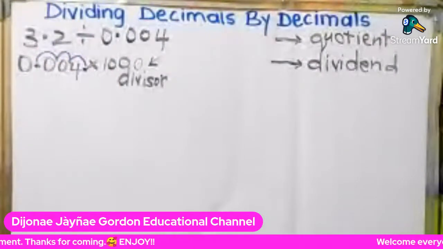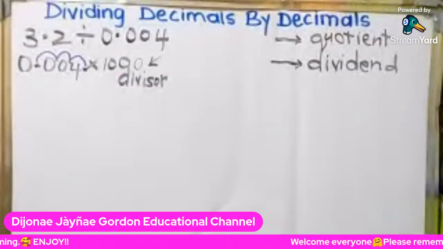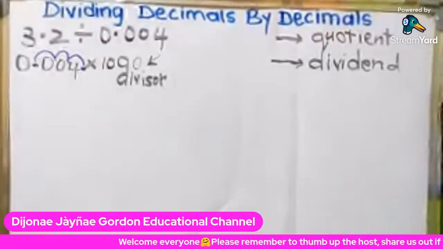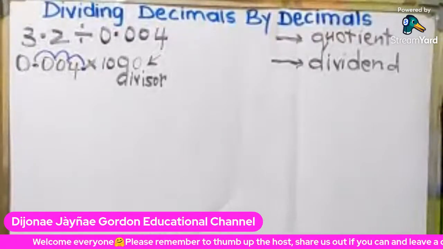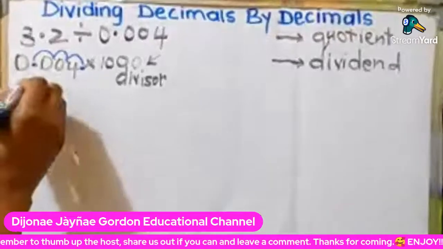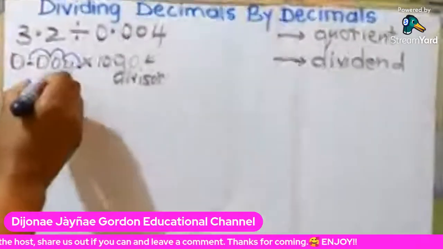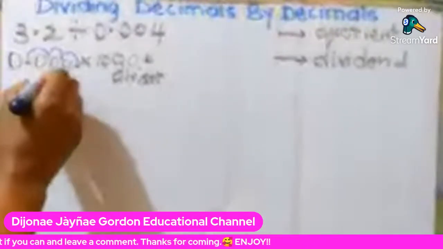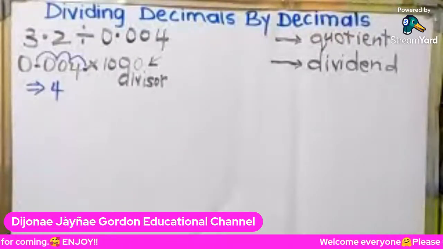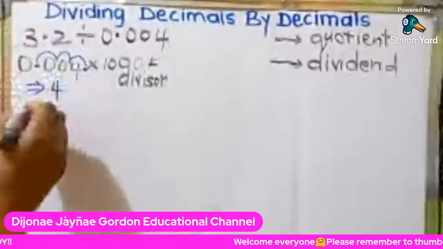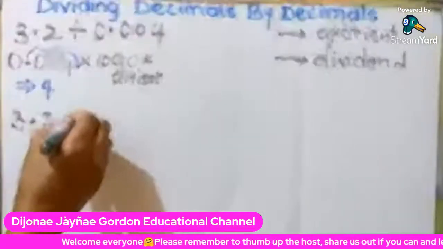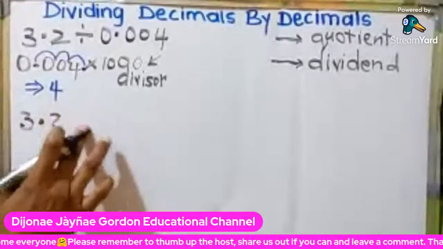Our divisor too, we must multiply by powers of 10, right? So whatever you do to your divisor, you must do it to your dividend. All right, so remember now that our divisor is now 4, right? So it is now a whole. So now we are going to take our dividend, which is 3.2, and we're going to multiply it by 1,000.